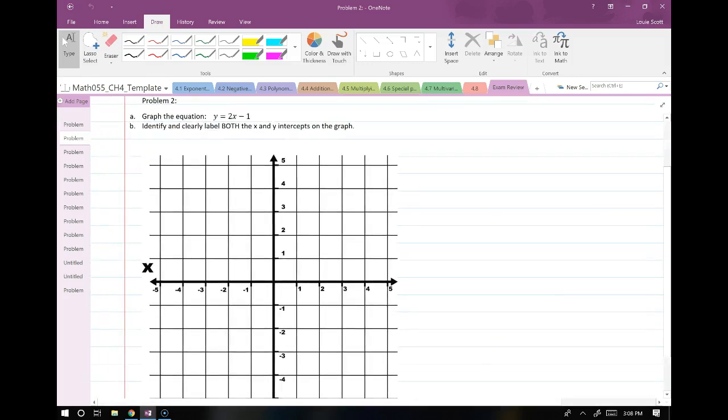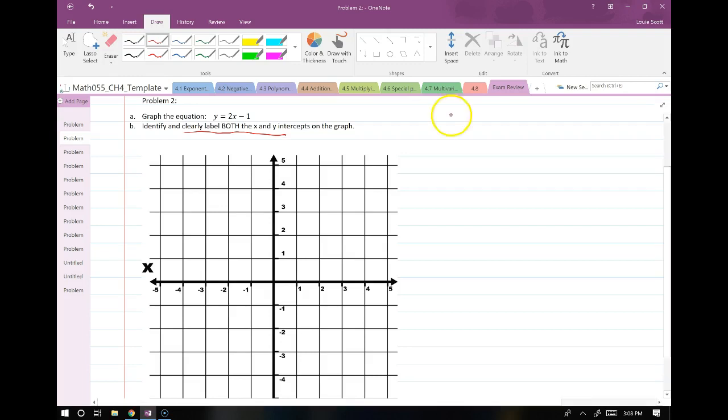So suppose I am asked to graph the line y equals 2x minus 1. I'm also asked to identify and clearly label both the x and y intercepts. So first I'm going to graph, and then I'll find out what the x and y intercepts are.